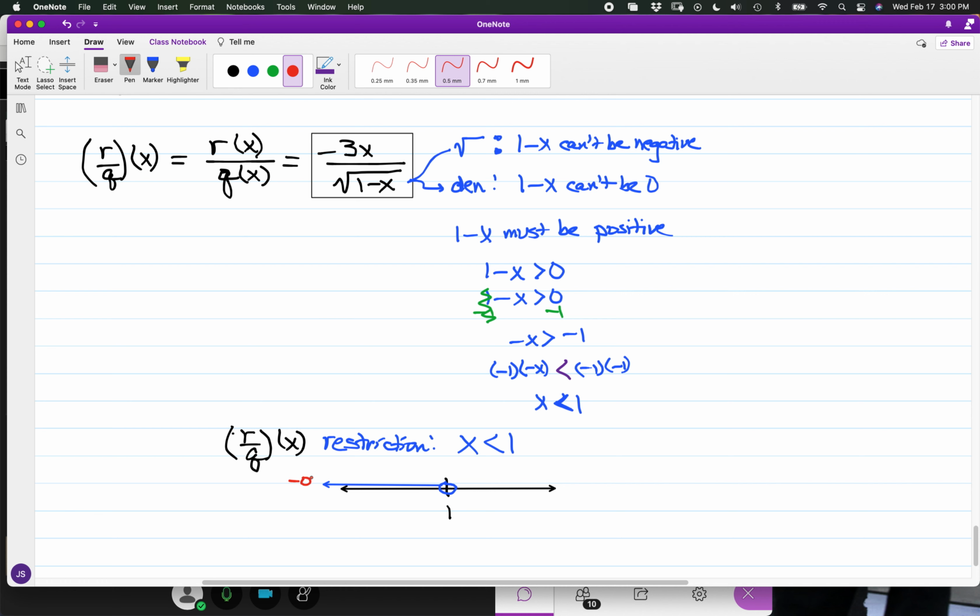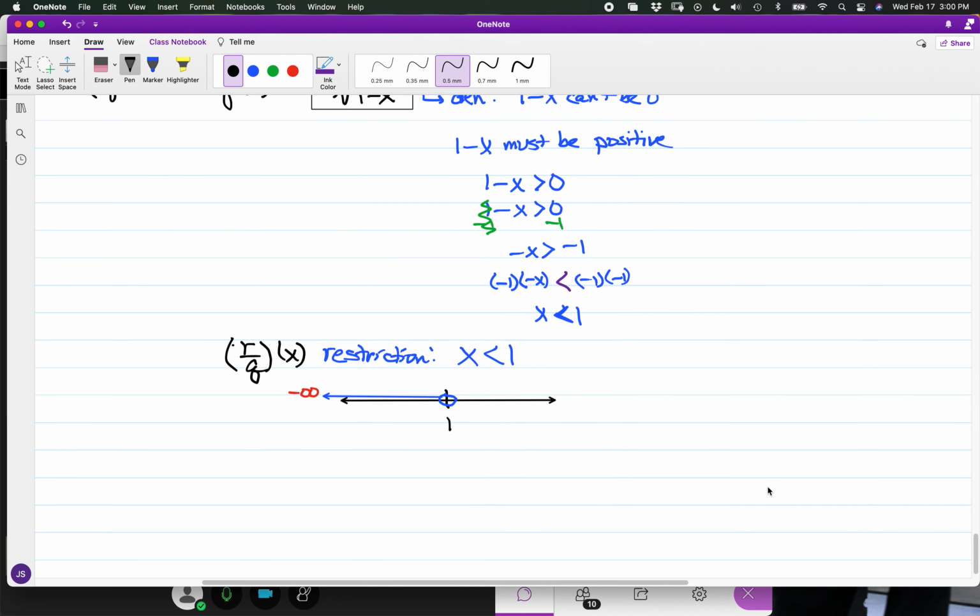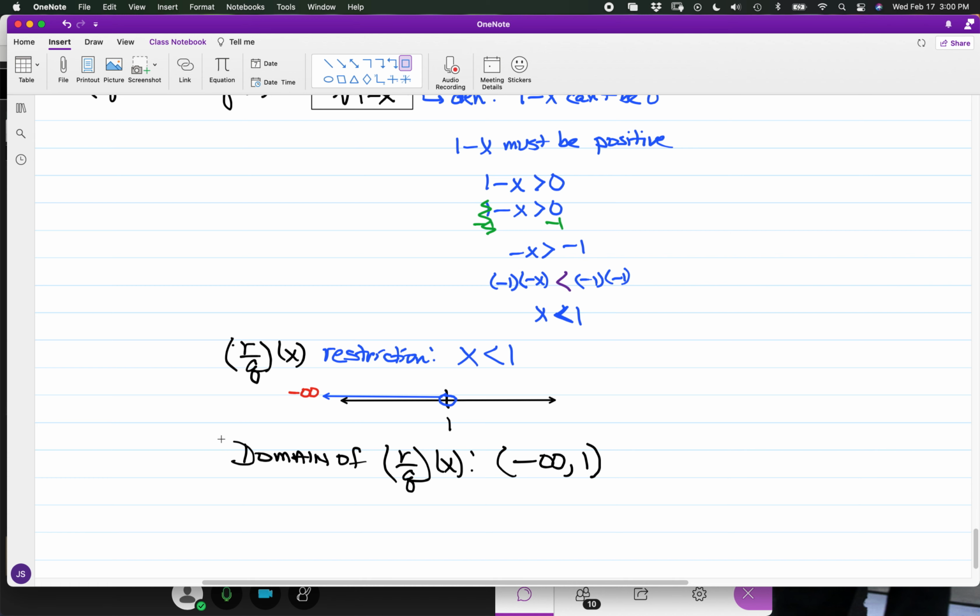We have approaching negative infinity. So for the domain of this quotient function, so for the domain of R over Q of x, okay, so we have parentheses, okay, so you have going from negative infinity approaching, but not including the value of 1. So this will be the outcome for this particular rational function's domain.